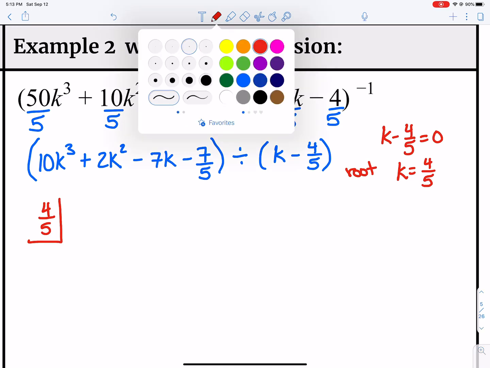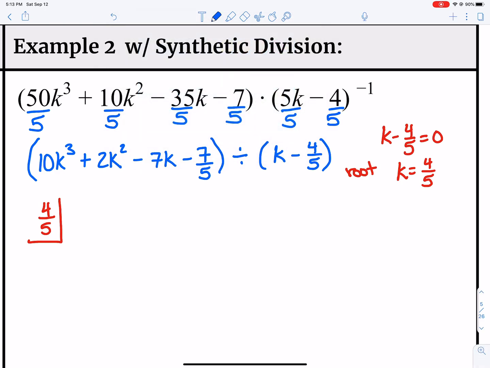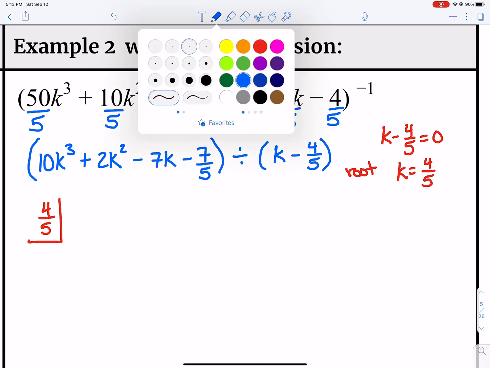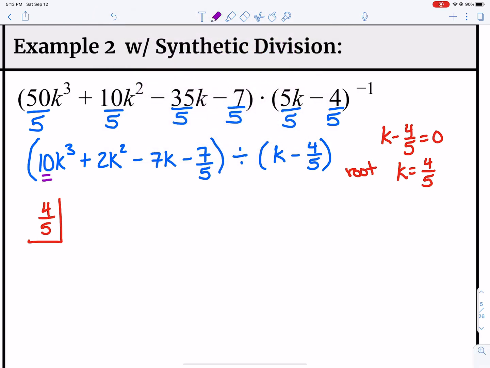Then let's bring down our coefficients. So right there we have, let me get another color. We have 10, 2, -7, and -7/5. It is in standard form because we have k cubed, then we have k squared, and then we have k to the first power. So we know it's in standard form. Let's write our coefficients. So we have 10, 2, -7, and -7/5. Notice I didn't write any variables.